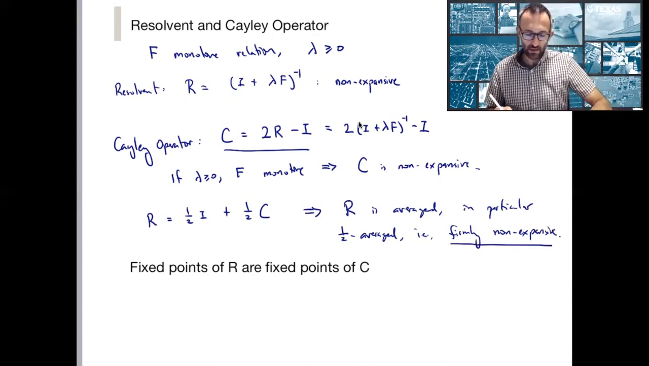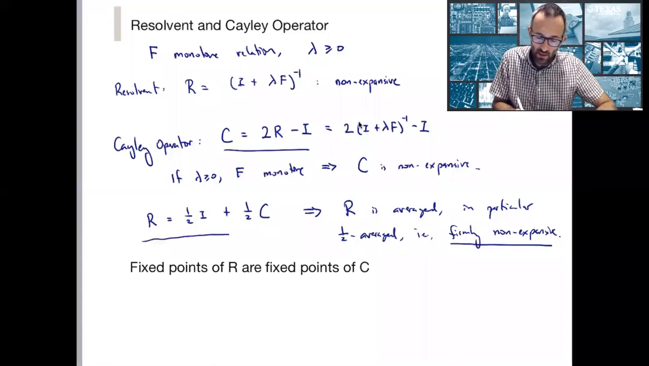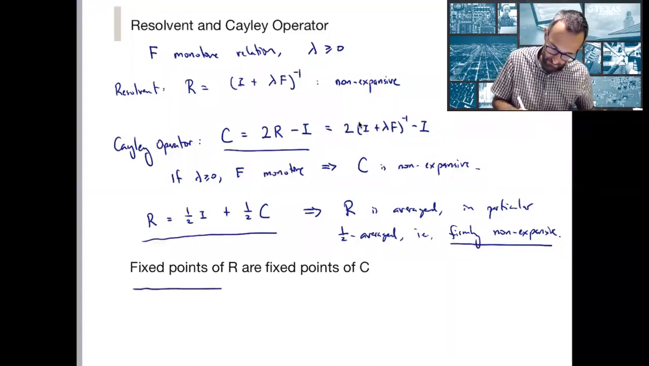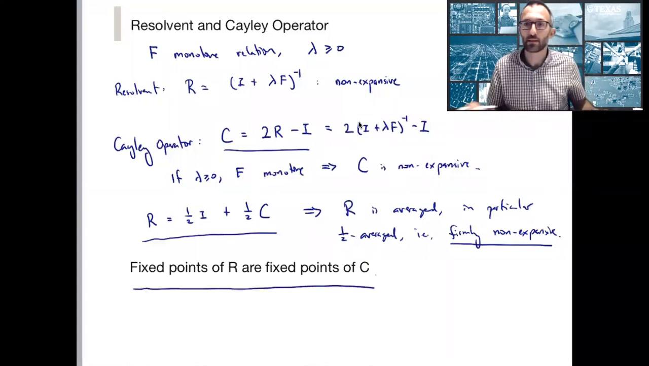A simple check is that the fixed points of R are also the fixed points of C. You can see that directly from the definition. It's also easy to see in this setting. If you average any operator with the identity, and it's a non-trivial average, the fixed points have to be the same. So we'll see that this is useful.